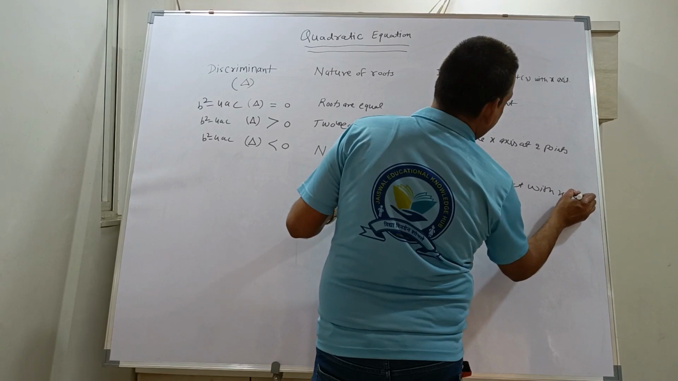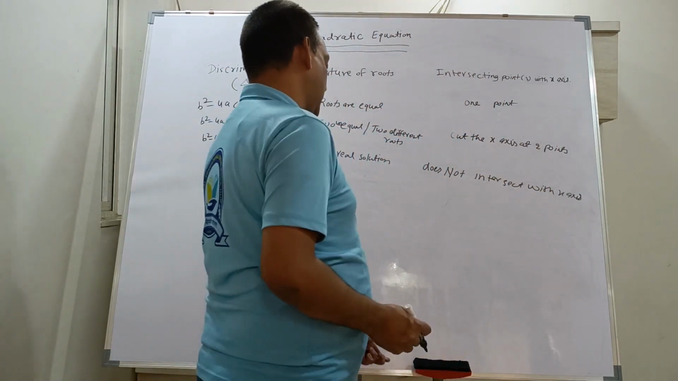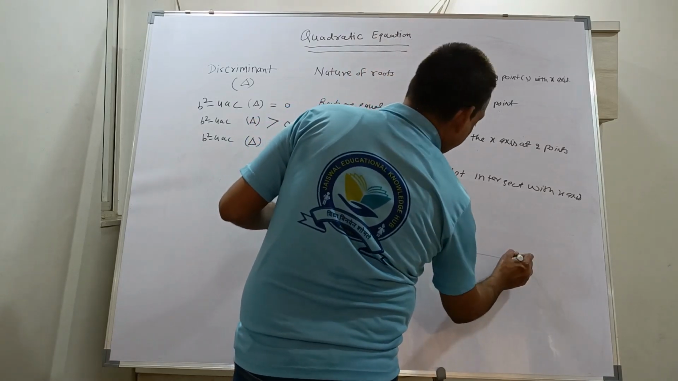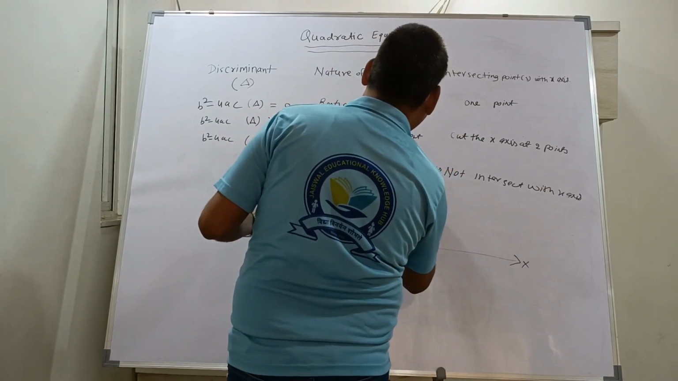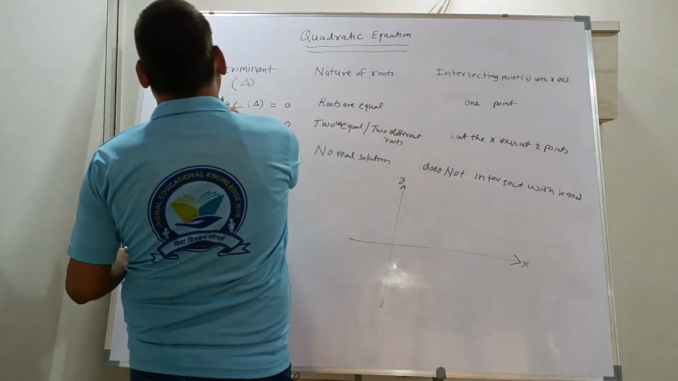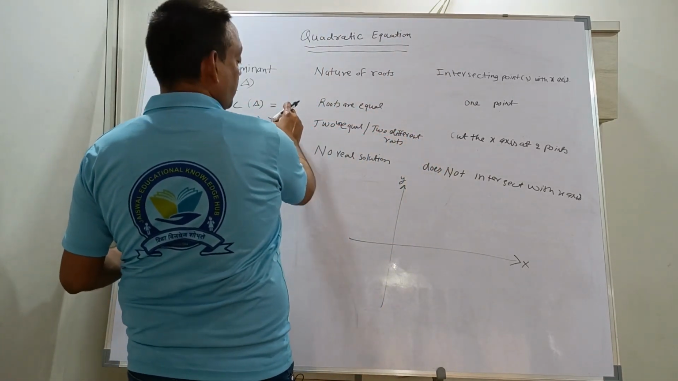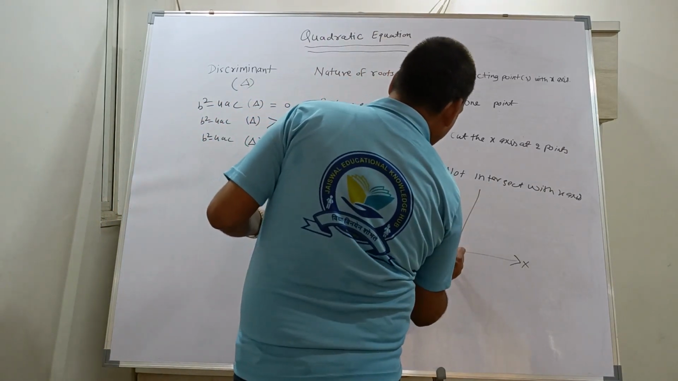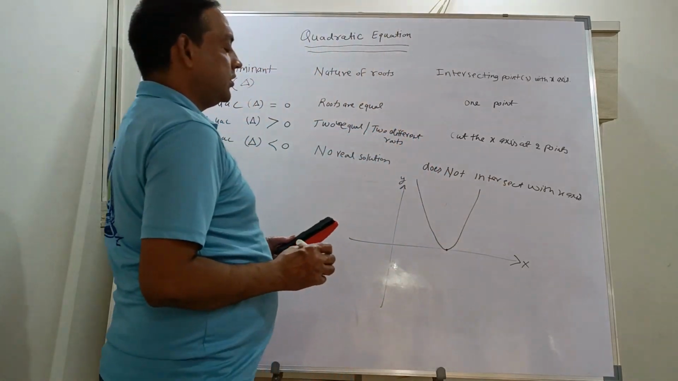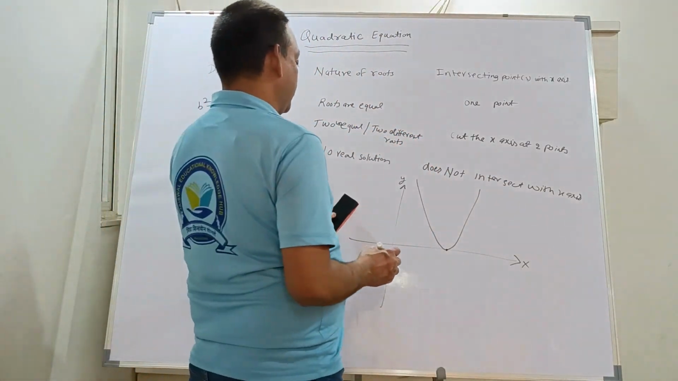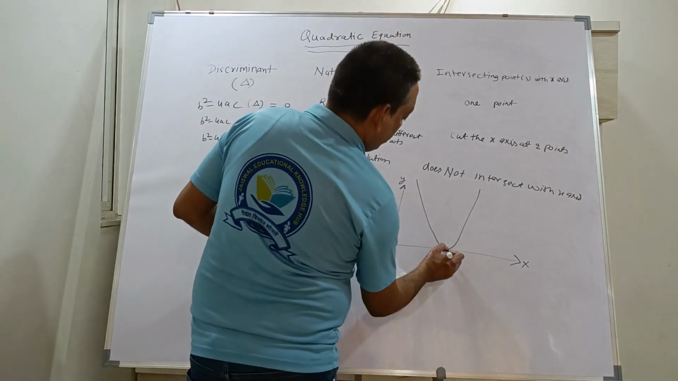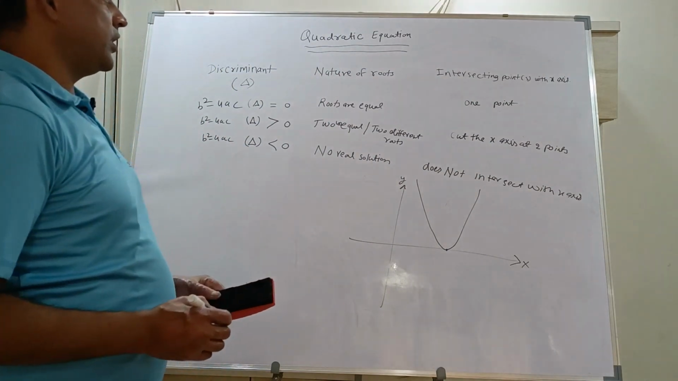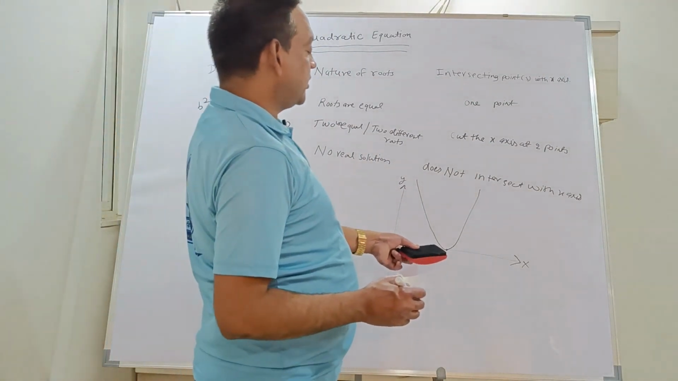Simple it is. If I draw the graph of this, this is the x-axis and this is the y-axis. Whenever b square minus 4ac is equal to 0, the graph intersects like this. If this is the quadratic equation, it intersects only at 1 point. It may be on this side, maybe down, but it touches the x-axis at only 1 point, not like cutting, it's just touching.